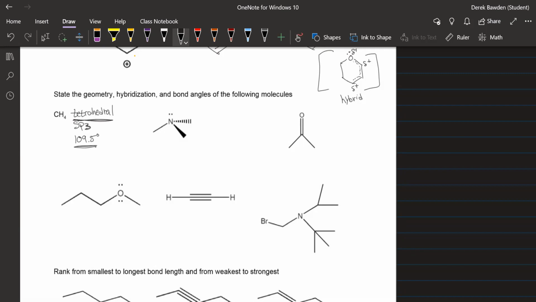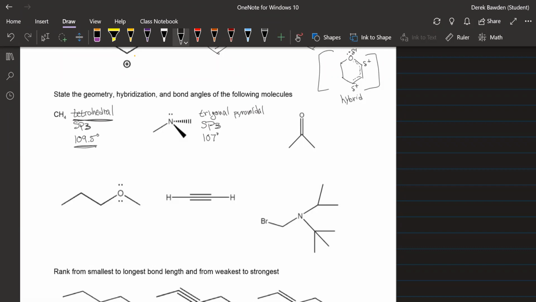Let's talk about this nitrogen. It's got 4 regions of electron density, so it's going to be sp3 still. But what about the geometry? Trigonal pyramidal, right? When something is sp3, but it has 1 set of lone pairs, that's going to make it trigonal pyramidal. And the bond angle here is 107 degrees.